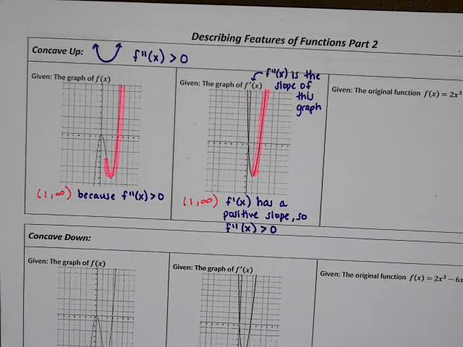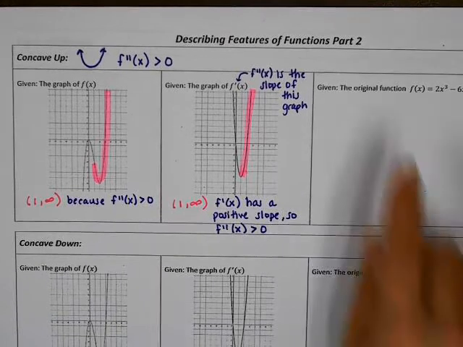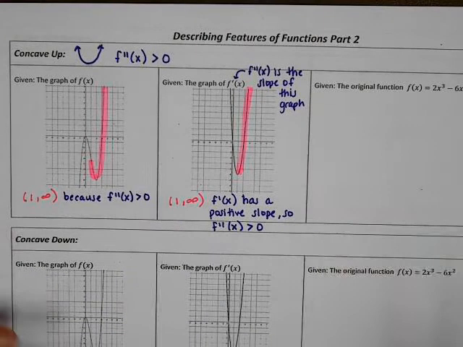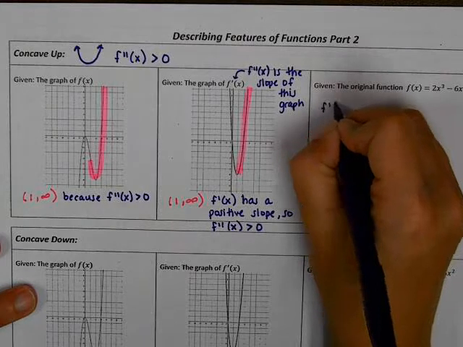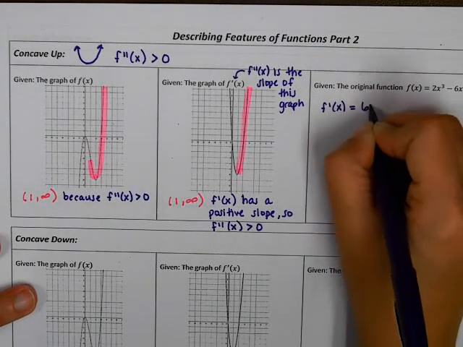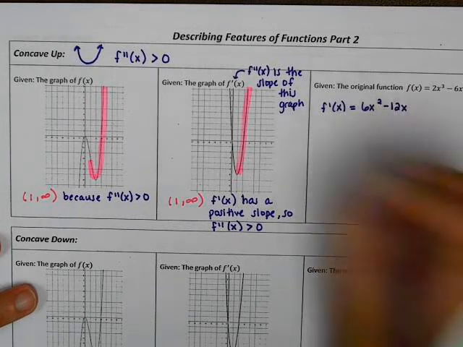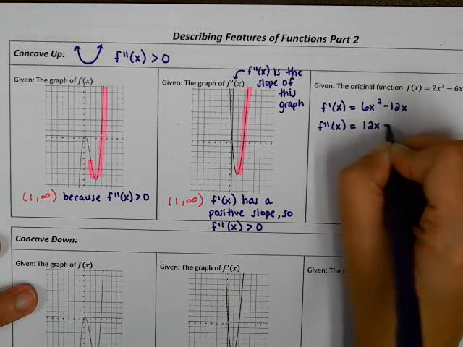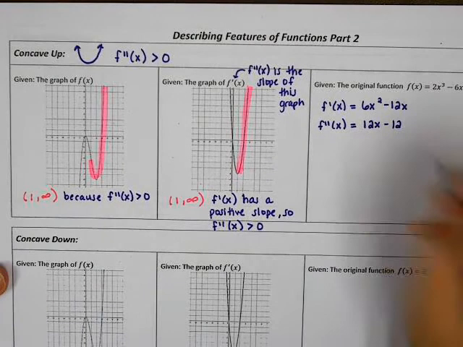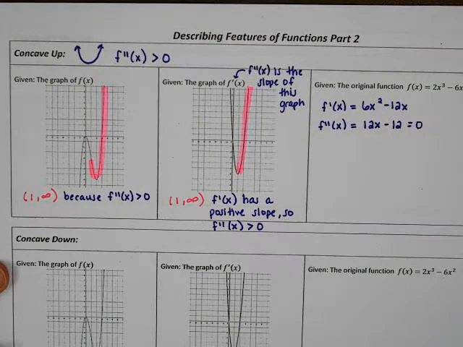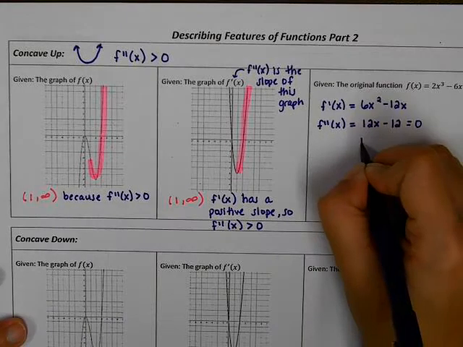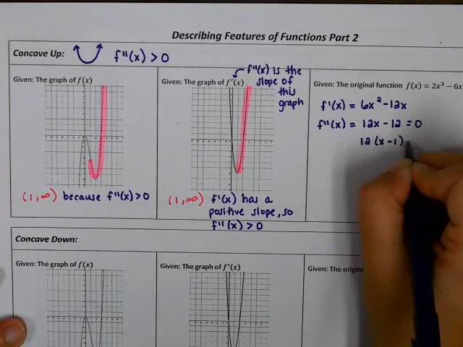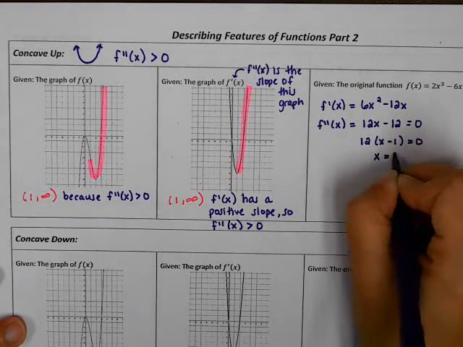Now since concavity is focused on the second derivative, we're going to find the second derivative of our function if we have one. So the first derivative would be 6x squared minus 12x, which means the second derivative would be 12x minus 12. Now we're going to make this equal to 0 to figure out where to divide up our chart. We're going to make a chart that's very similar to what we were looking at before. So we would factor out a 12, and we would get x equals 1.